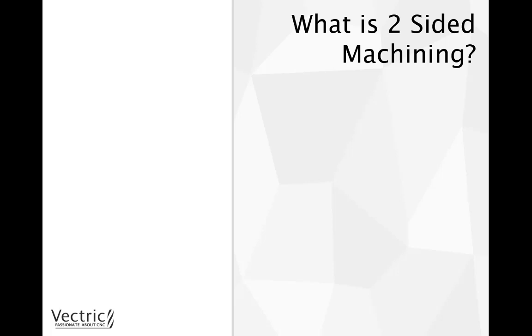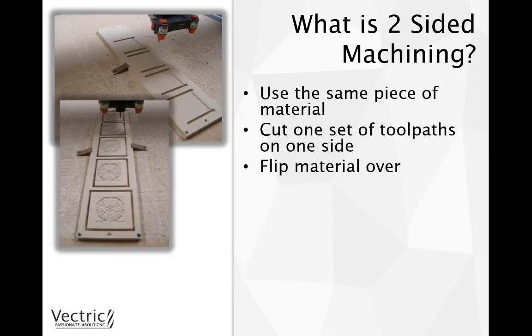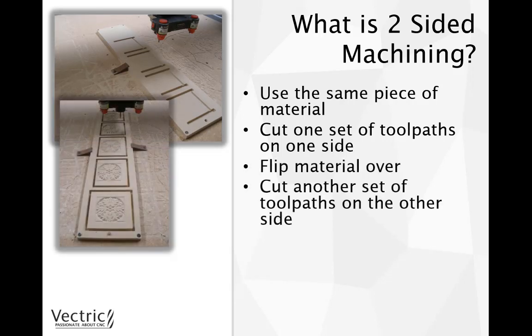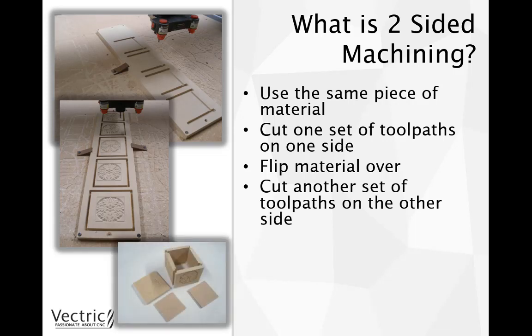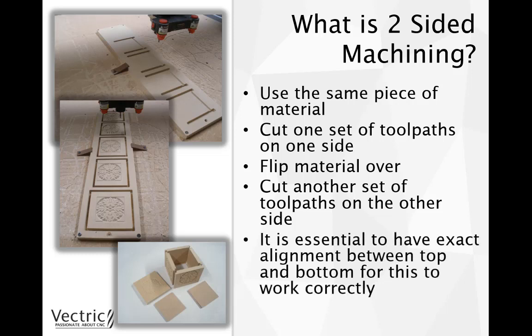So what exactly is two-sided machining? This is where we use the same piece of material to cut one set of toolpaths on one side. We'll then flip the material over and cut another set of toolpaths on the other side, and then ultimately create a two-sided part. And so for this to work correctly, it is essential to have exact alignment between the top and bottom sides of the material.